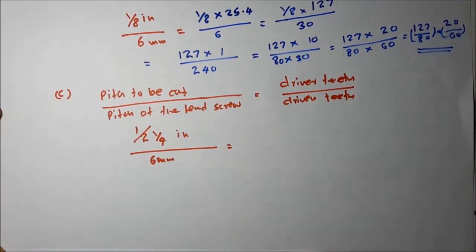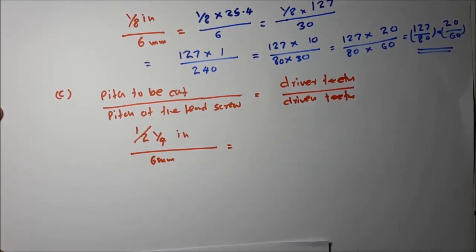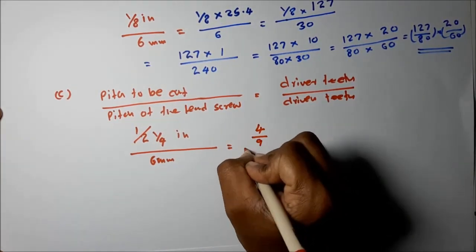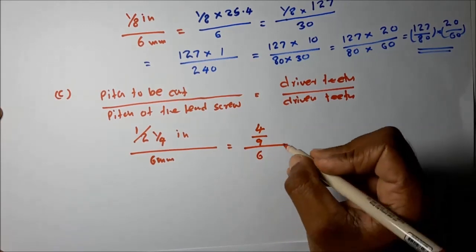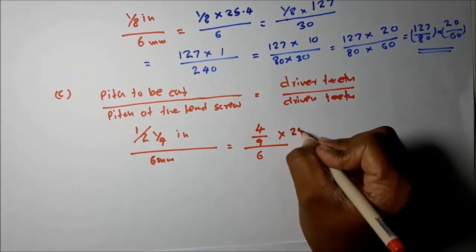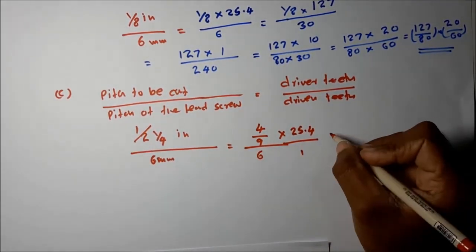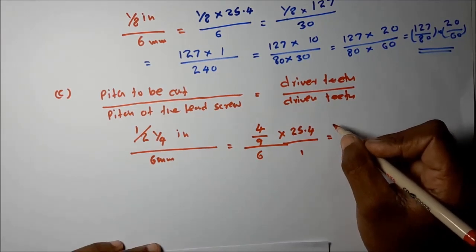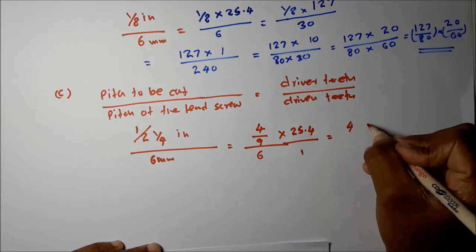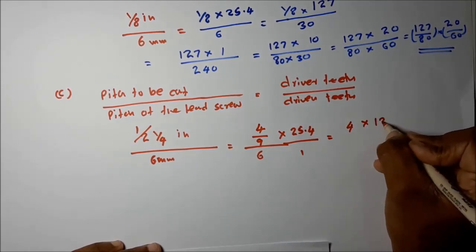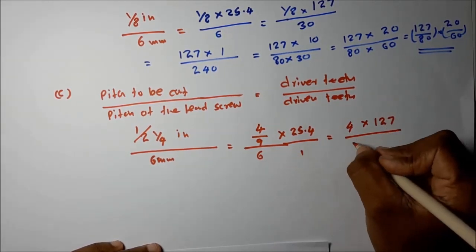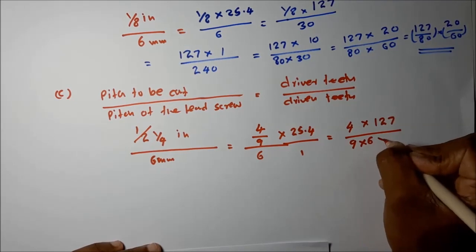6 millimeter. Then we have to convert this into a ratio. 2 and a quarter means 9 by 4, divided by 1. That means 4 divided by 9. The 4 divided by 9 divided by 6, into 25.4, we have converted to one unit. Then this ratio is equal to 4 into 127 over 9 into 6 into 5.